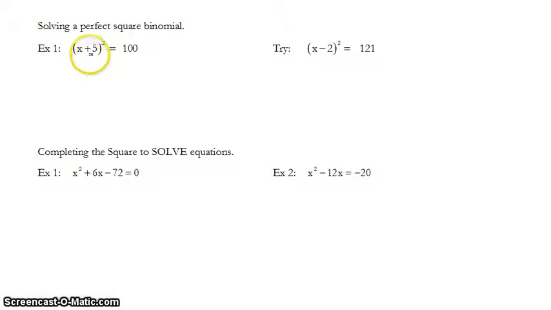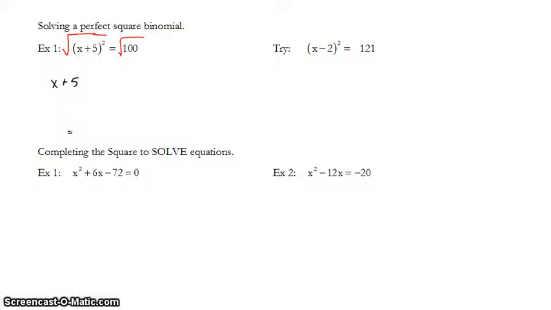Remember, solving an equation, I need to get x by itself. So I have something squared equals 100. The best way to solve that is square root both sides. Because square root and squaring cancel each other, that's going to cancel my radical and my exponent of 2 here, leaving just x plus 5 on the left-hand side.